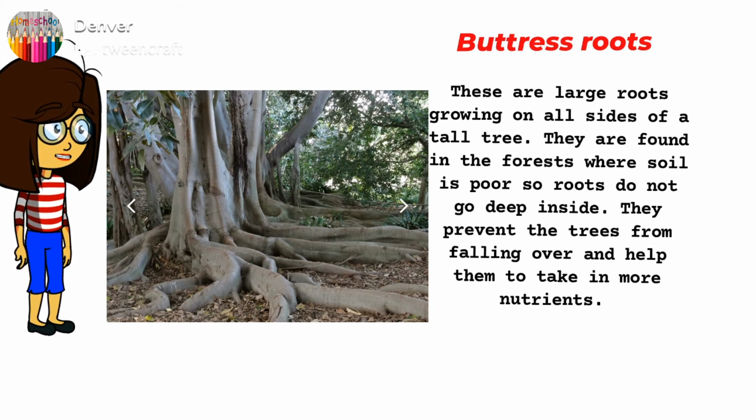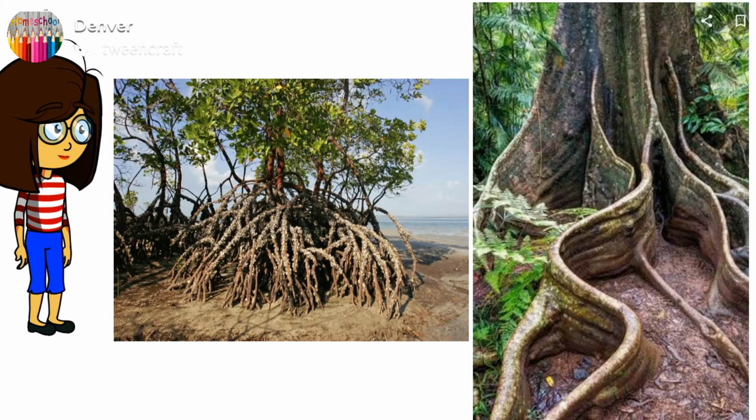Here you can see a few more trees which have buttress roots. Examples of buttress roots are mangrove and bay fig trees. Mangrove trees grow in areas where there is more water, where the soil is very soft. You can see on the left hand side, this picture is of a mangrove tree.